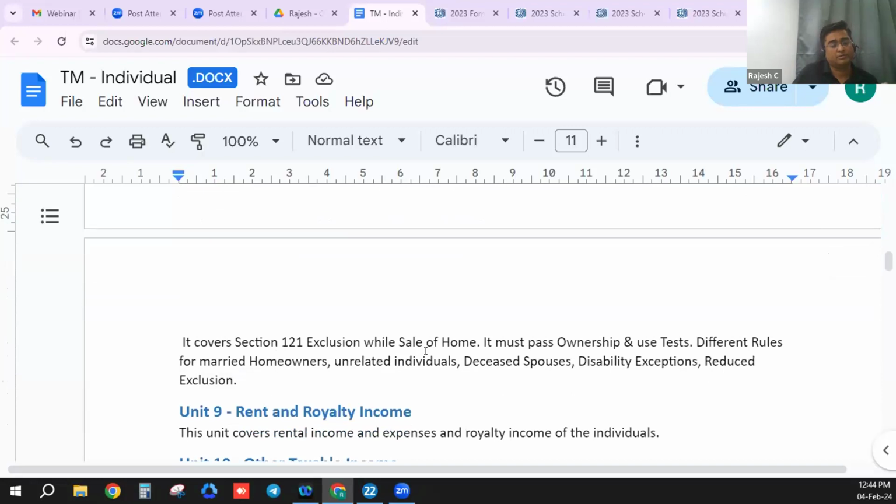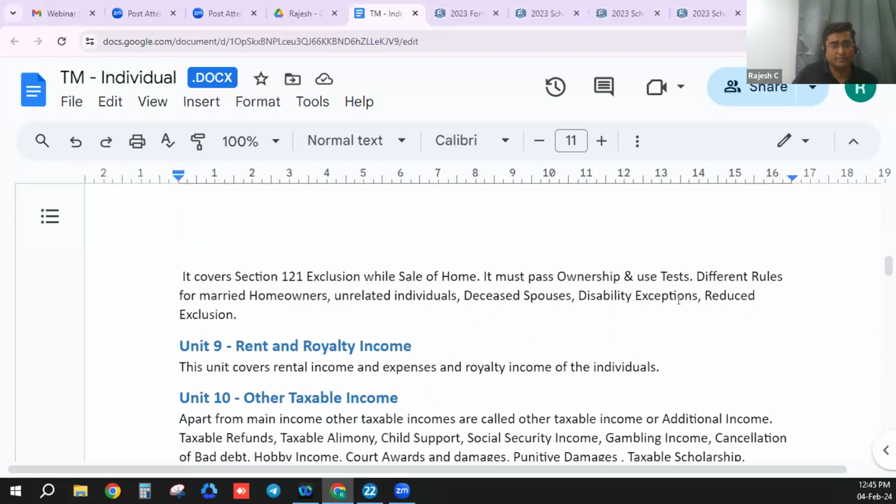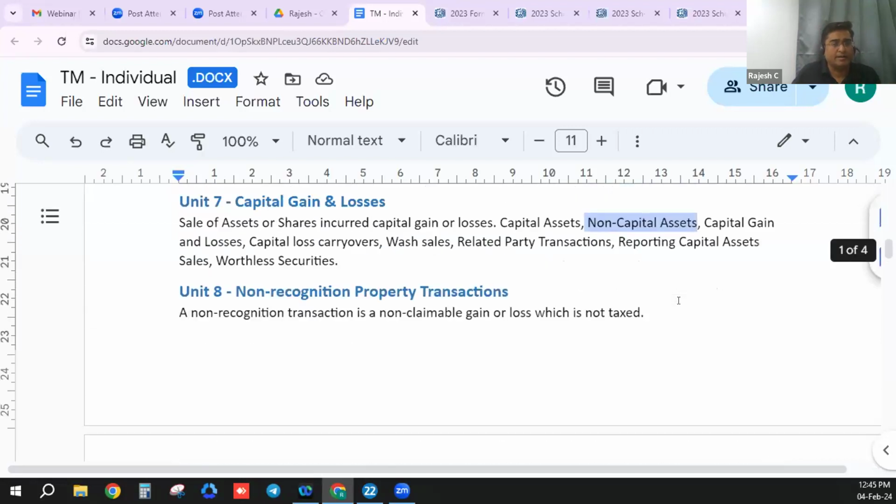If you sell your home and have a gain, you get the exclusion, depending on certain conditions. In that way, you get the section 121 exclusion up to 5 lakhs. If your gain is above 5 lakhs, you pay taxes on that amount only. For that, of course, you have to pass some tests called the ownership test and use test, and there are different rules for that. We will cover the different rules and exceptions in this module, in unit 8.